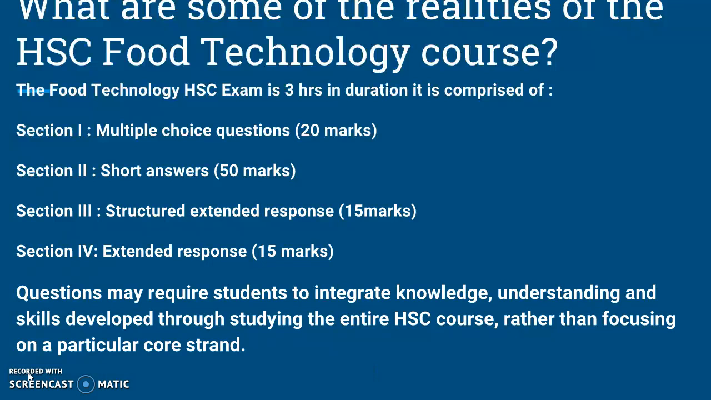Some of the realities of the HSC Food Technology course. The Food Technology HSC exam is 3 hours in duration. It is comprised of 20 multiple choice questions, a short answer section that is worth 50 marks, structured extended response that is worth 15 marks, and section 5 is an extended response worth 15 marks. So questions may require students to integrate knowledge, understanding and skills developed throughout studying the entire course.